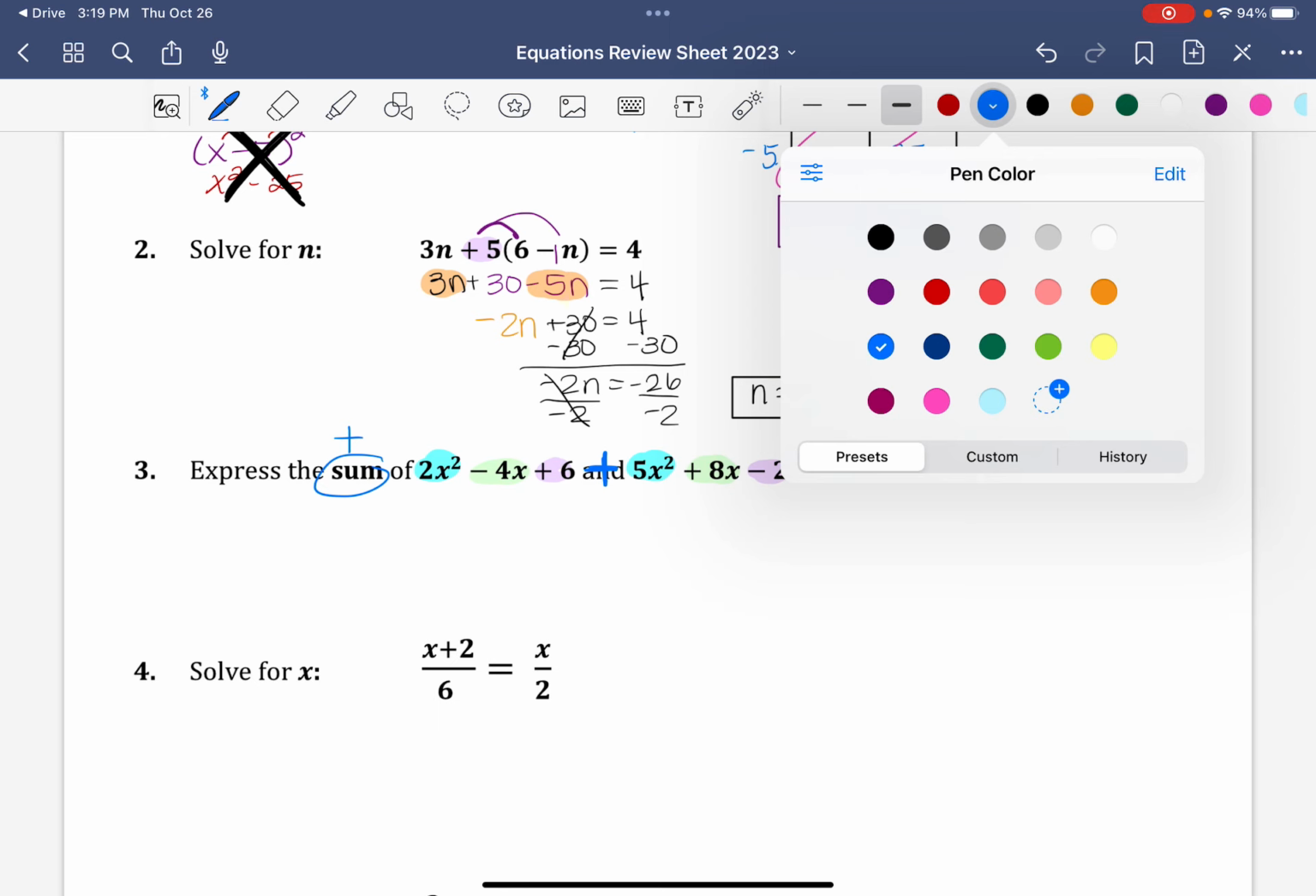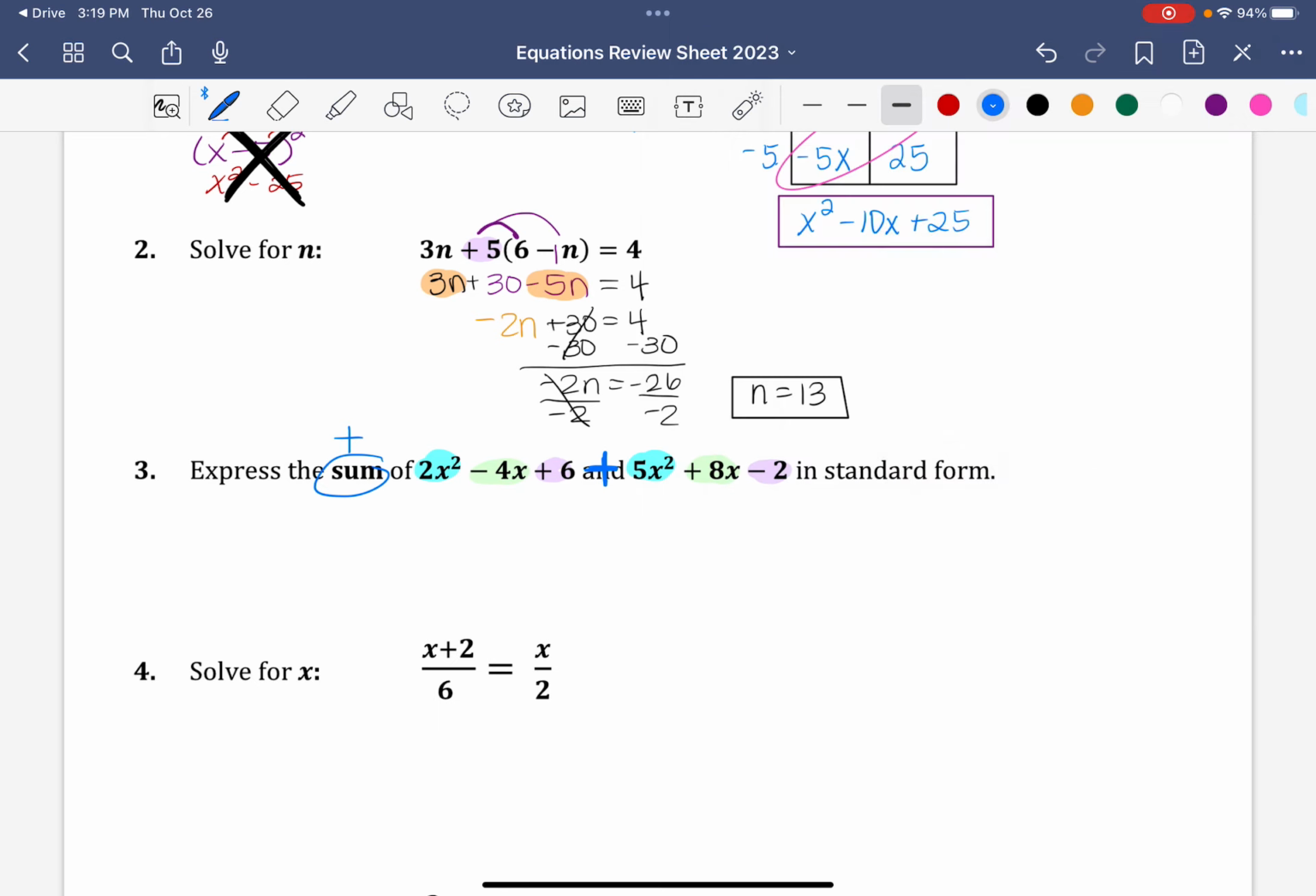All right, so I'm going to start with my x squared, since that's my largest exponent. And 2x squared plus 5x squared is 7x squared. Then I have the negative 4x plus the 8x is positive 4x. And then finally, 6 plus the negative 2 gives me a positive 4. And that's my final answer. So nothing else can be combined, because in order for it to be like terms, you have to have the same variable and the same exponent.